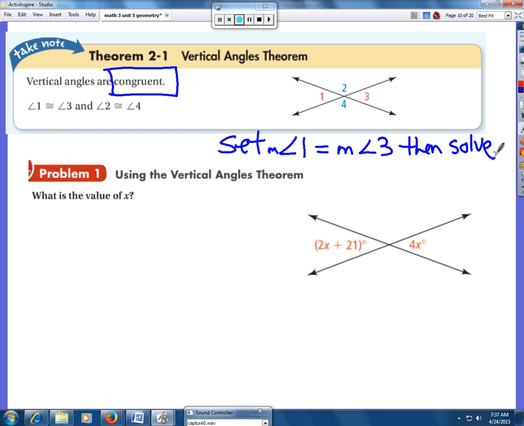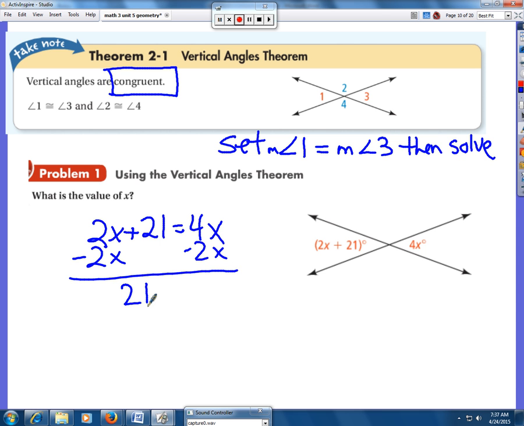Set the two expressions equal, and solve. So the measure of angle 1 is represented by this expression, let's say, and the other angle is measured by that expression. So you have 2x plus 21 equals 4x. I have to subtract 2x, and I get 21 equals 2x. So x is going to be 10.5. Now it said to find the value of x, but if I needed to find the value of the angles, I would plug x in.